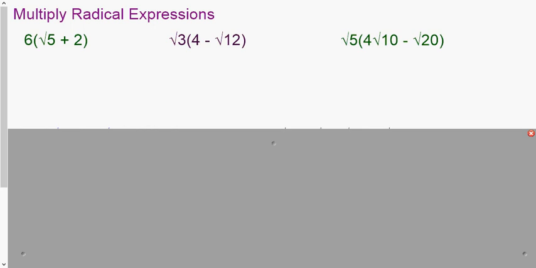Multiply radical expressions. Again, outside by outside, inside by inside. So numbers that are outside of a radical multiply by other outside numbers. Inside numbers multiply by other inside numbers. If there's one term on the outside, we're distributing. So the rainbow thing.